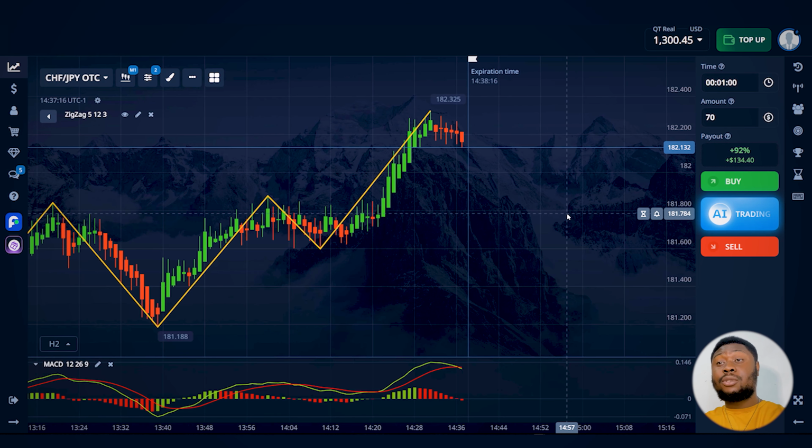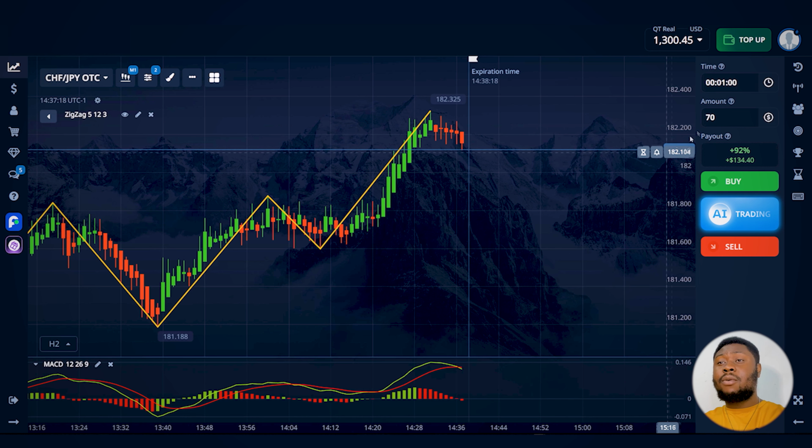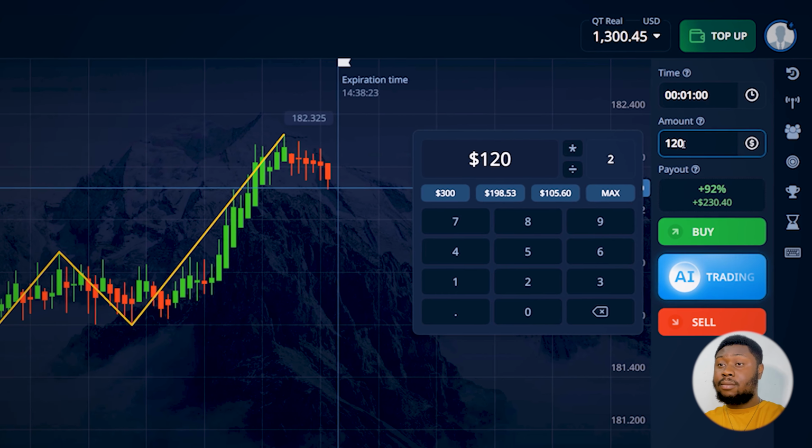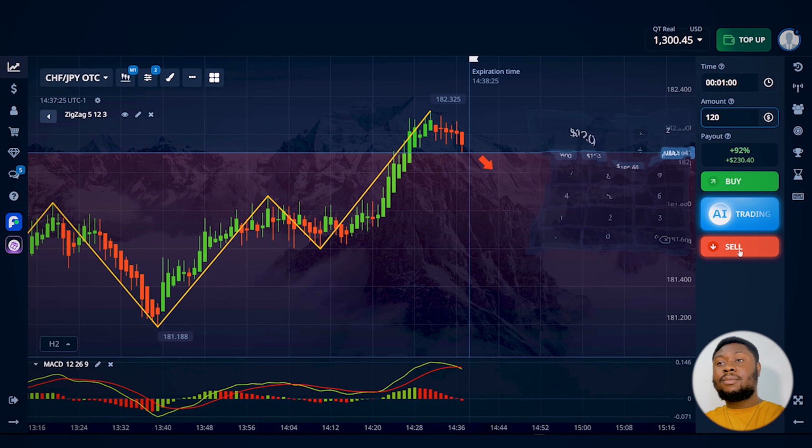I found the first suitable situation. The trade time will be 1 minute. I'll start with the trade amount of $120. I think the price will go down. Now I press the red button to open the trade.